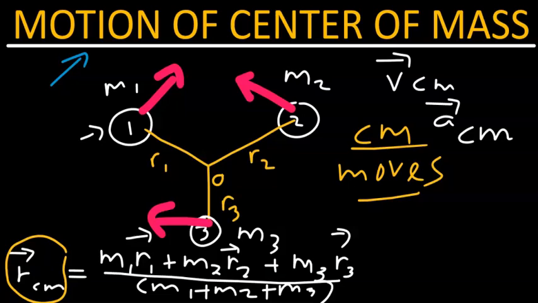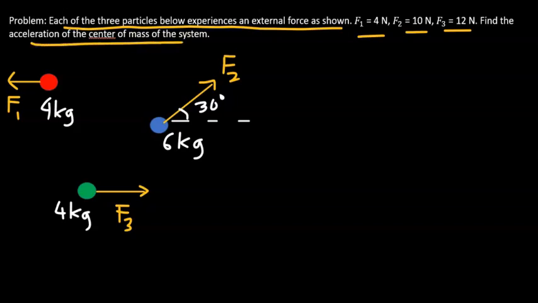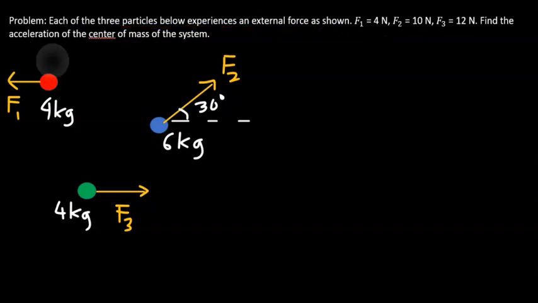Now let's get to the problems. Problem 1. Each of three particles below experiences an external force as shown. F1 is 4 newtons, F2 is 10 newtons, and F3 is 12 newtons. Find the acceleration of the center of mass of the system. Let's assume this mass is mass 1, this is mass 2, and this is mass 3.